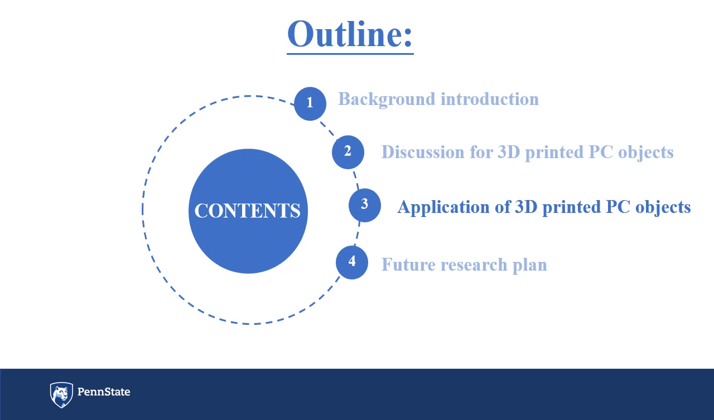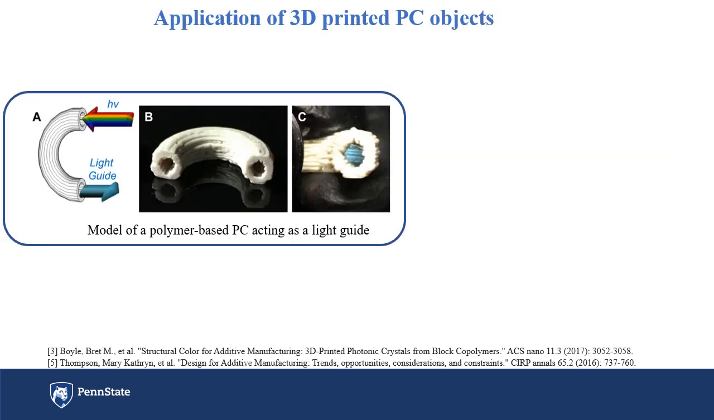The third part is the application of the 3D printed PC objects. This picture shows you the model of the polymer-based PC acting as the light guide. A hollow U-shaped tube was printed from BCP2. It is expected this geometry can serve as a frequency-selective light guide.